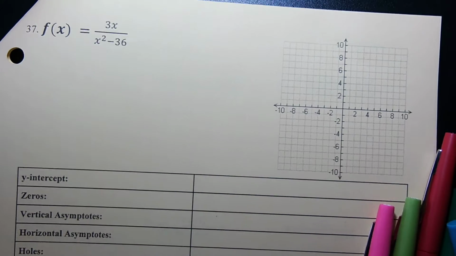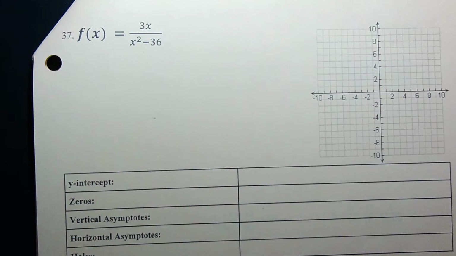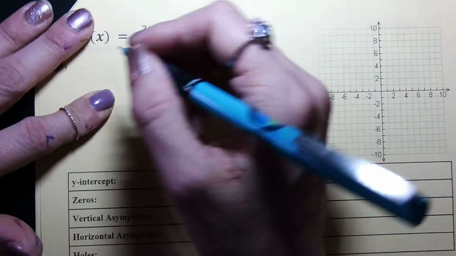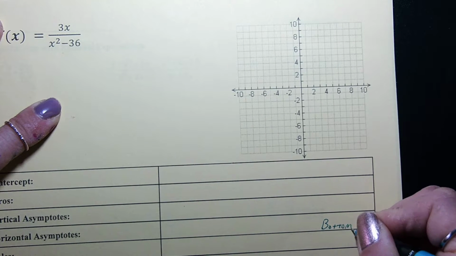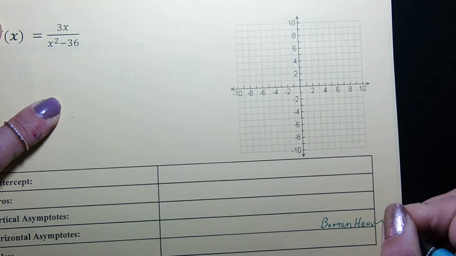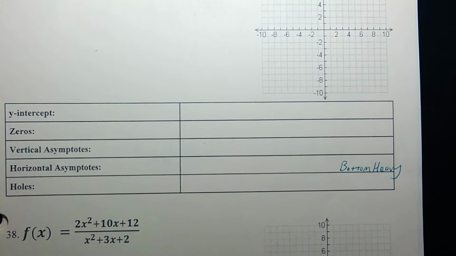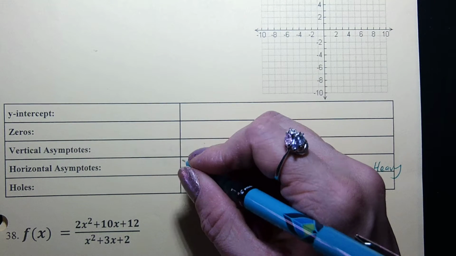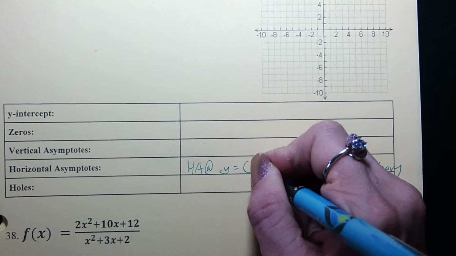Folks, we are starting with number 37 in the review. Let's start with our horizontal asymptote rules. Is this top heavy, bottom heavy, or same? Bottom heavy. You don't have to write that on the test, but note that because the bottom has a higher degree, we know we're going to have a horizontal asymptote at y equals 0.